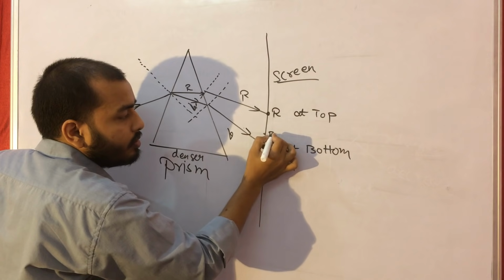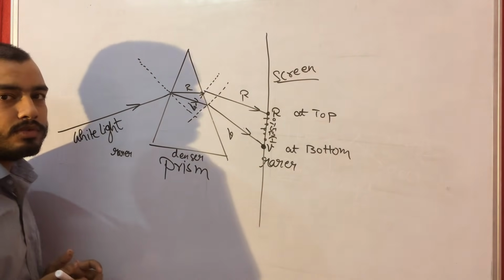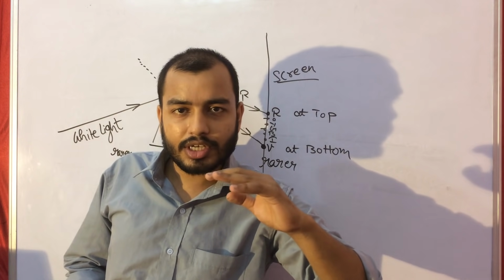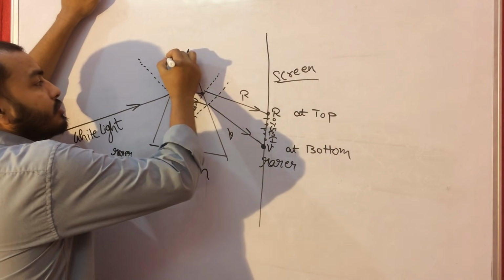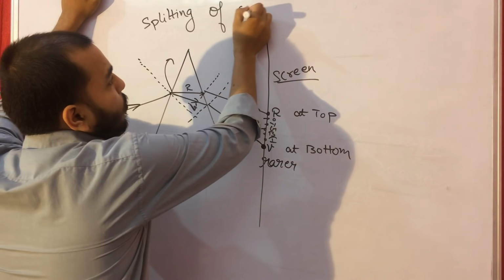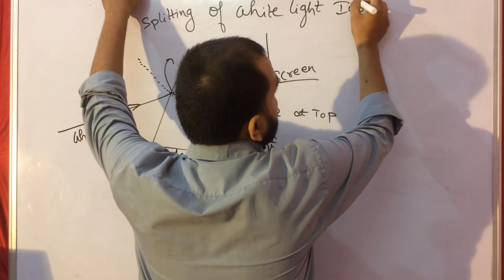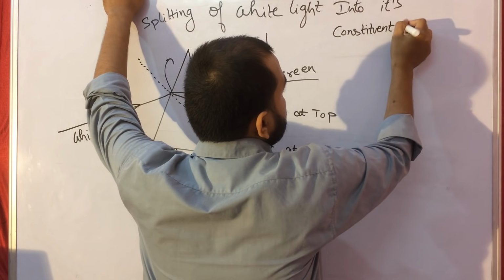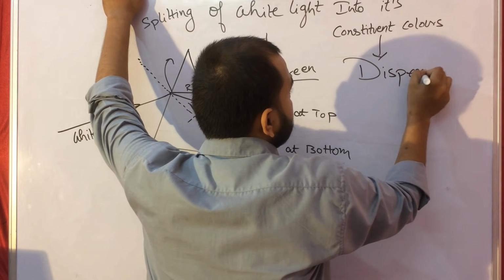Indigo, blue, green, yellow, orange and red. So as we are thinking that it is violet, indigo, blue, green, yellow, orange, red, it happens opposite. Violet is at the bottom. This phenomenon of splitting of white light into its constituent colors, this phenomenon is called dispersion.